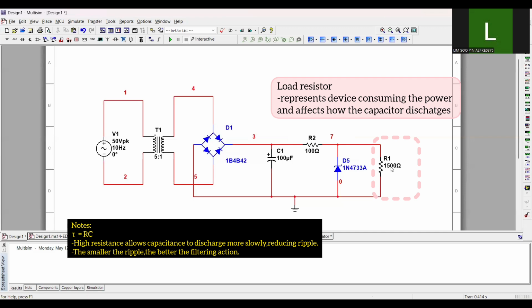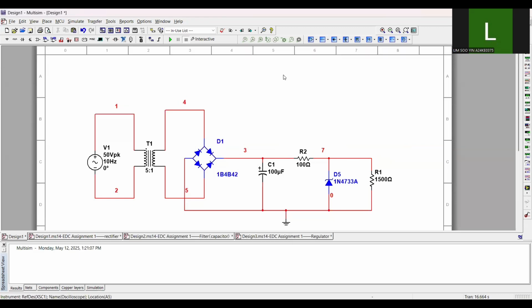According to the time constant tau equals RC, a higher resistance value allows the capacitor to discharge more slowly, reducing ripple. The smaller the ripple, the better the filtering. Okay, so now let's simulate the circuit and observe the output waveform at each stage.